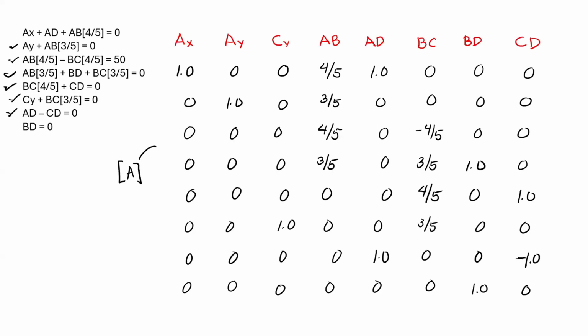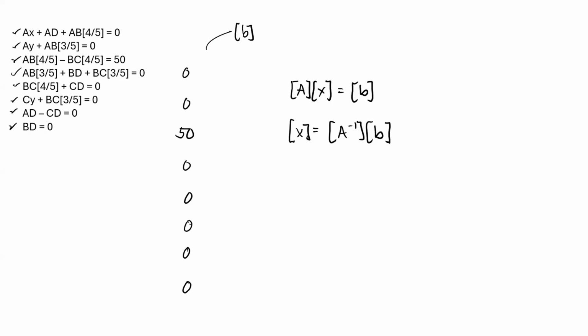Here is the summary of the values from MATLAB. So take note again of the arrangement of the variables that are indicated in this matrix. We start with AX, AY, CY, AB, AD, BC, BD, and CD. So this arrangement will also be adopted in these values. So we have here your AX, this is your AY, this is your CY, we have your AB, AD, your BC, and BD, and lastly CD.